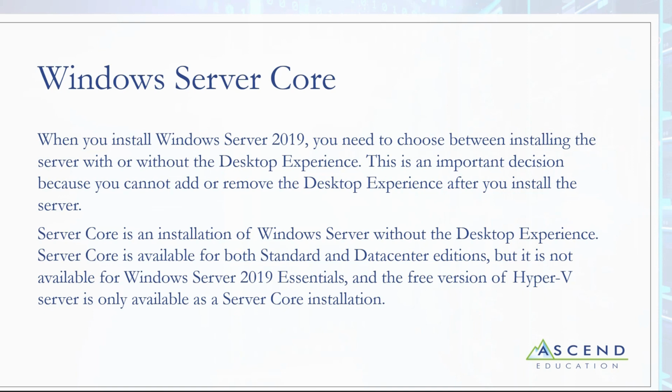Now let's talk about Windows Server Core. With Windows Server Core, you need to choose between installing the server with or without the desktop experience. So if you choose Server Core, you're just going to get a command prompt. That's it. Well, it's also a PowerShell box as well. So if you decide you want to do a core version, that's because you want to use less resources and increase your security. And you can see here at the bottom that it's not going to be available for the Windows Server 2019 Essentials or the free version of Hyper-V.